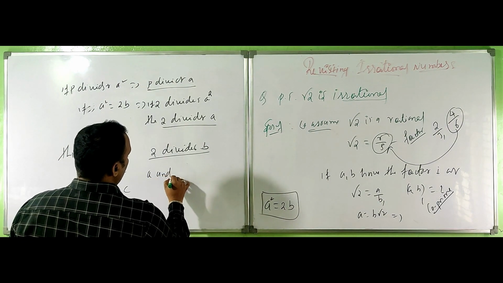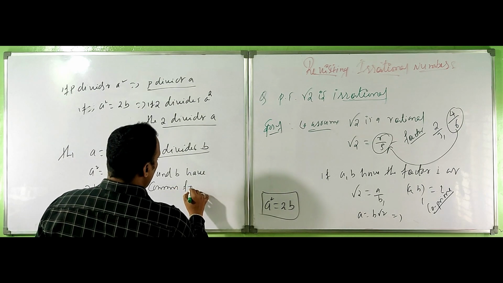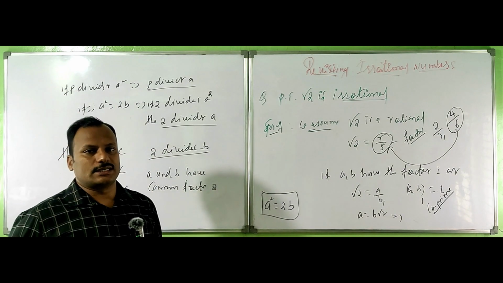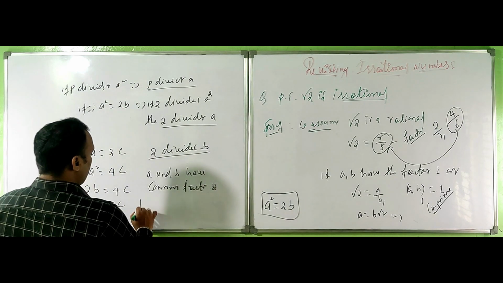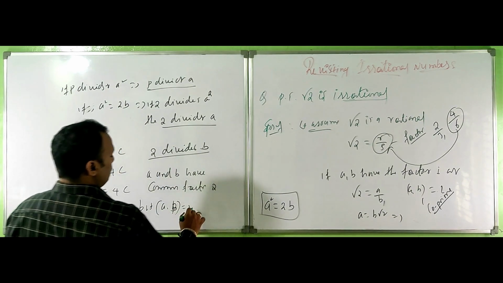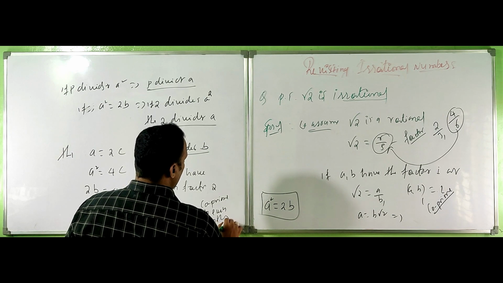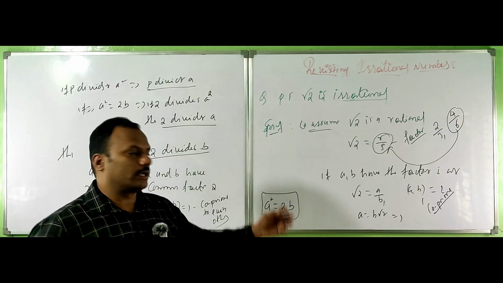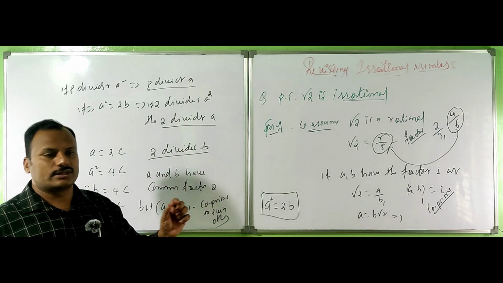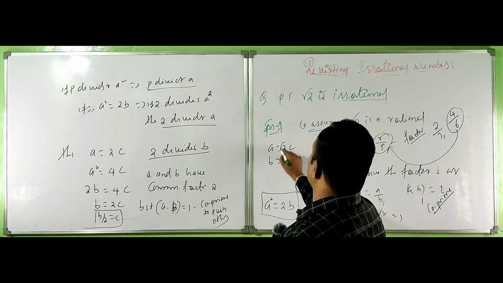Therefore, A and B have common factor 2, which is a contradiction to our assumption, because A and B are co-prime to each other. We assumed that A and B are co-prime to each other, but we got 2 as a factor of both A and B. 2 divides A and 2 divides B, meaning 2 is a factor of A and B. So here we can write A is equal to 2 into C and B is equal to 2 into something else.